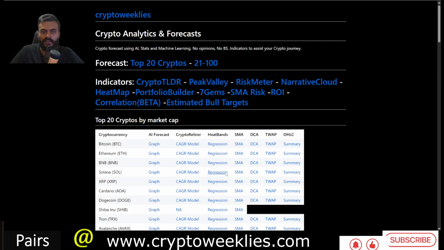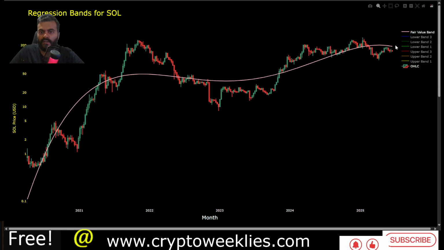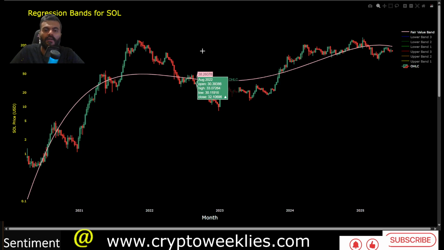In terms of the regression based fair valuation for SOL, the fair value comes at around $189. This fair value represents a non-linear polynomial regression based estimation in this pink line, which says whenever the price is below the pink line, the likelihood is it's in an accumulation phase or at least in a downturn, whereas in an upturn or an upswing, the prices are above the pink line.